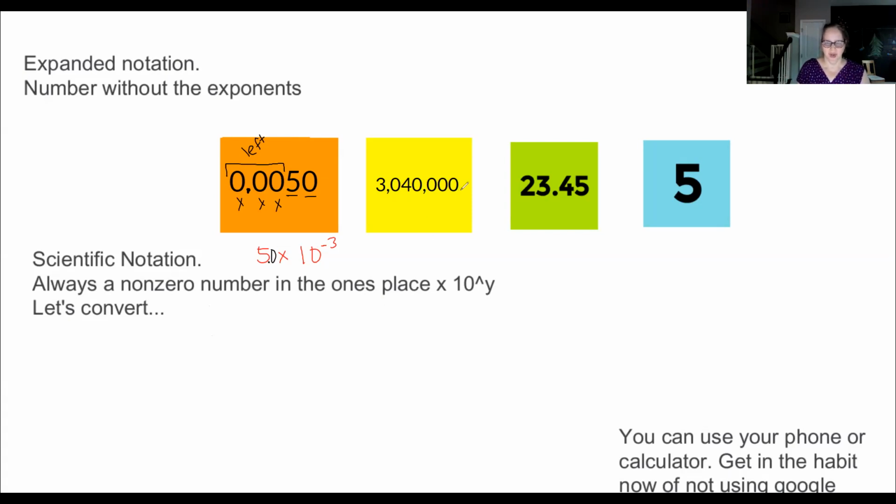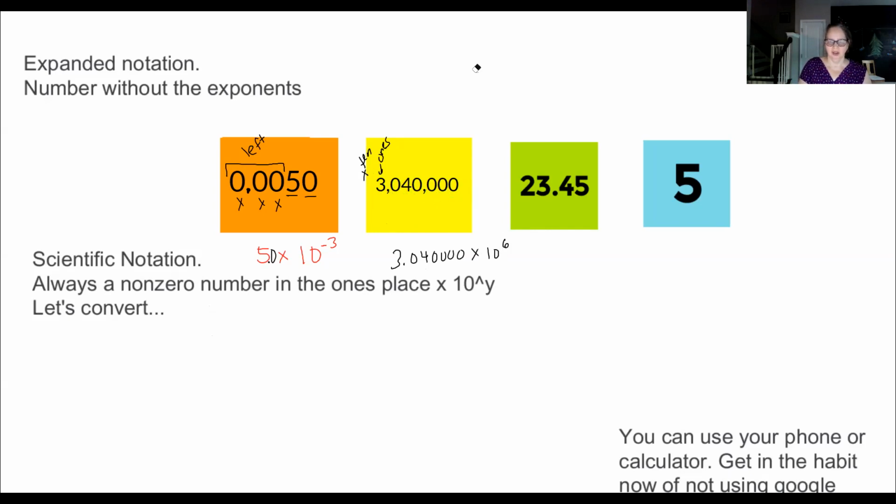How about this guy? Where is the decimal? Where is our goal? Right here, because then we have a number in the 1s and nothing in the 10s. 1, 2, 3, 4, 5, 6. So it's 3.040000 times 10. How many hops? 1, 2, 3, 4, 5, 6. Is this a big number or a small number? Big number, so it's positive.